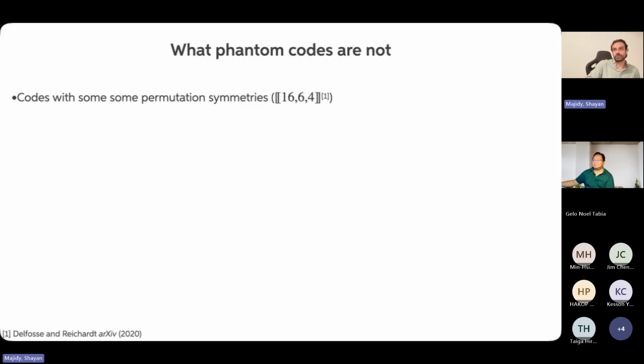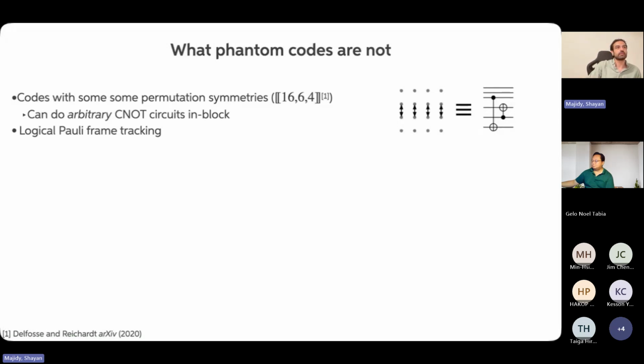Okay, I want to clarify what phantom codes are not before getting to our results. They're not codes that have some permutation symmetries. So there's this very nice code called the tesseract code. And with permutations, it can do pairs of CNOTs together. But it's a very restricted set of CNOTs it can generate. And it can't, for example, do addressable CNOT, and definitely not the whole group of CNOTs.